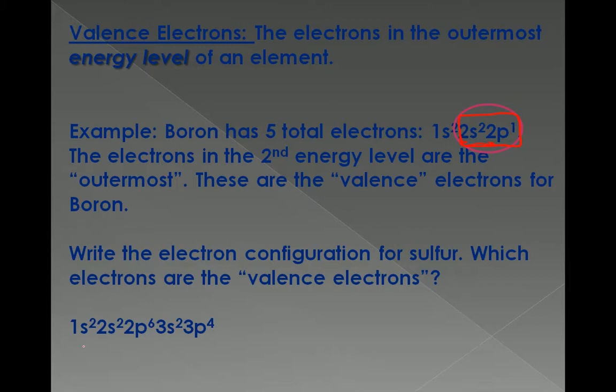Which of these electrons would be considered your valence? Remember, the definition of valence is the electrons in the outermost energy level. We're not looking at individual orbitals, we're looking at entire energy levels. And again, to figure that out, real easy. You just look at your electron configuration and see that these are the biggest numbers that represent an energy level, so these must be my valence electrons. And sure enough, that's correct.